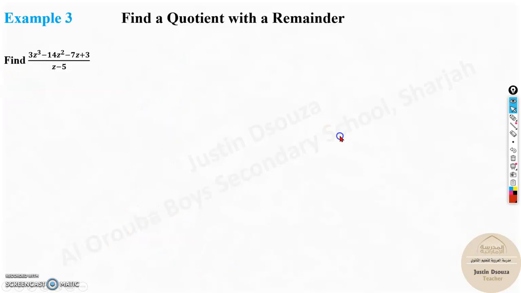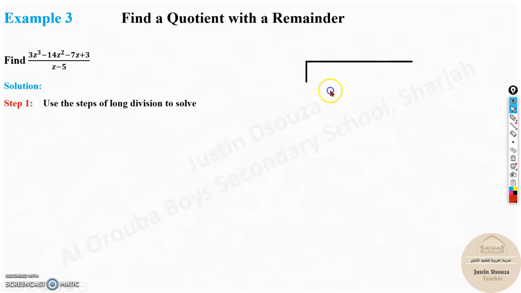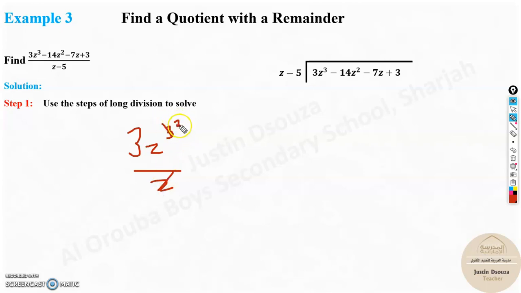That's it. Let us try solving this one over here. This is having a remainder. Let's see how it is. Same way, do the symbol over here, draw the lines and write the dividend inside and the divisor outside. Now look carefully. How do we get the first quotient? It's 3z cubed divided by z. This cancels out. It's 3 minus 1. It'll be 2 over here.